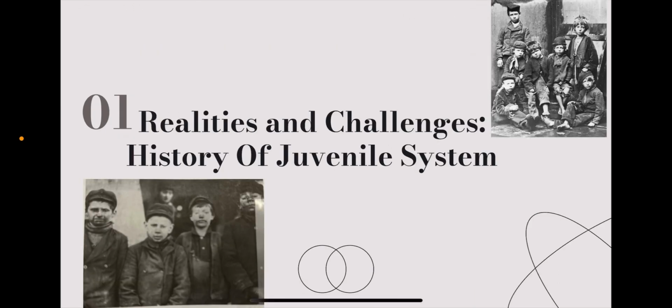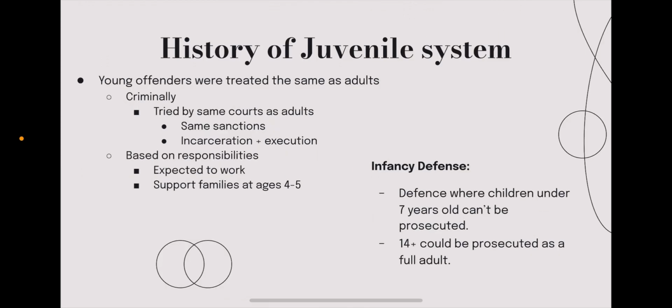The history of the juvenile system goes all the way back to the late 1800s. Young offenders were treated the same as adults when it came down to their criminal offenses and their expected responsibilities. Many children of the age 4 to 5 were expected to work and support their families. They had the same sanctions, incarcerations, and execution process as adults, no matter what crime they committed.